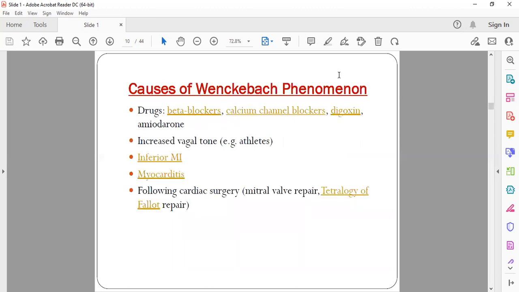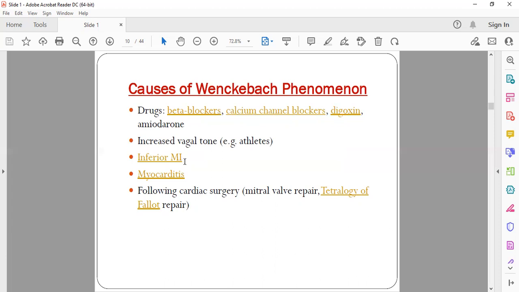What are the causes of Wenckebach phenomena? Most common is drugs. So any drugs which will cause bradycardia or which are acting on the AV node, that is beta blockers, calcium channel blockers, digoxin or amiodarone, or increased vagal tone, which is seen in athletes or those who are doing high intensity sports activities.